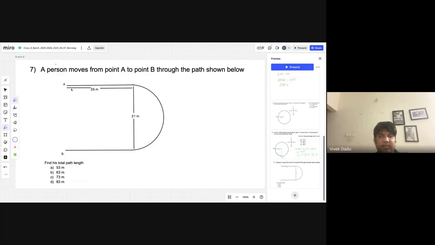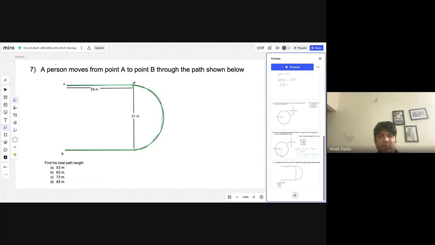Okay, total path length, right? So look at the path he has taken like this. Then he has taken a semicircular path. Can you see this? Actually, it should have been mentioned in the question that this is a semicircle. And like this. Okay.